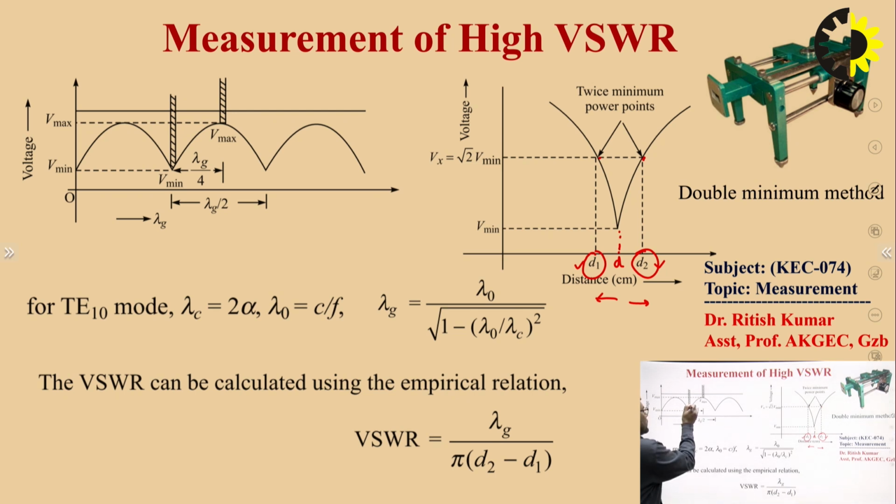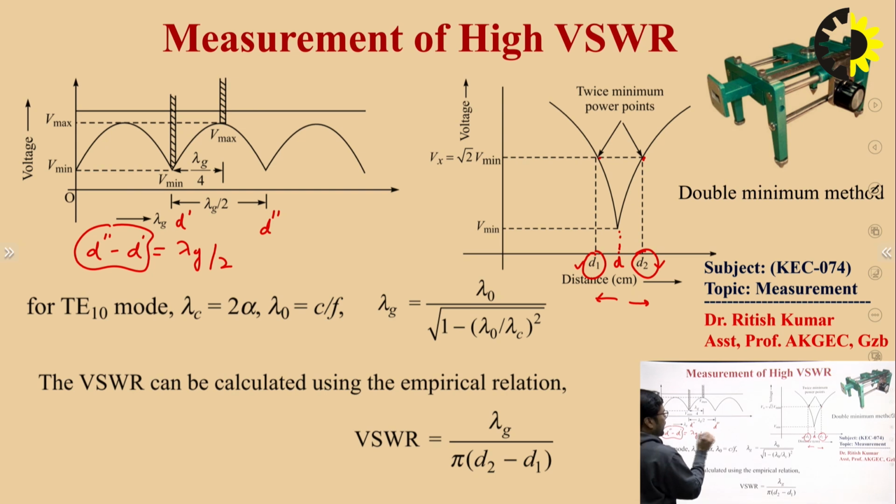Suppose the first minima point is at distance d dash, and the second minima point is at d double dash. So the difference between two minima, d double dash minus d dash, is equal to lambda g by 2. You already know this value for the slotted waveguide section, and with the help of this you can get the lambda g, the guided wavelength, right?